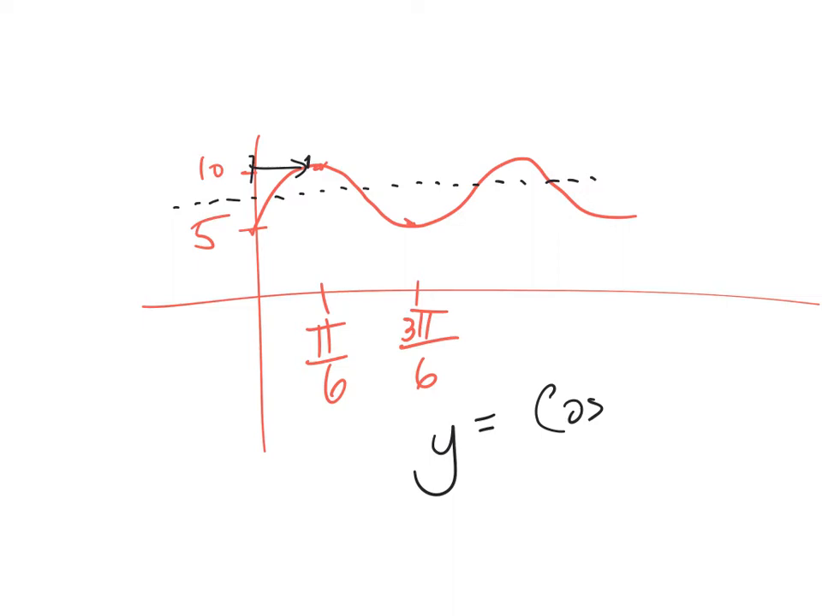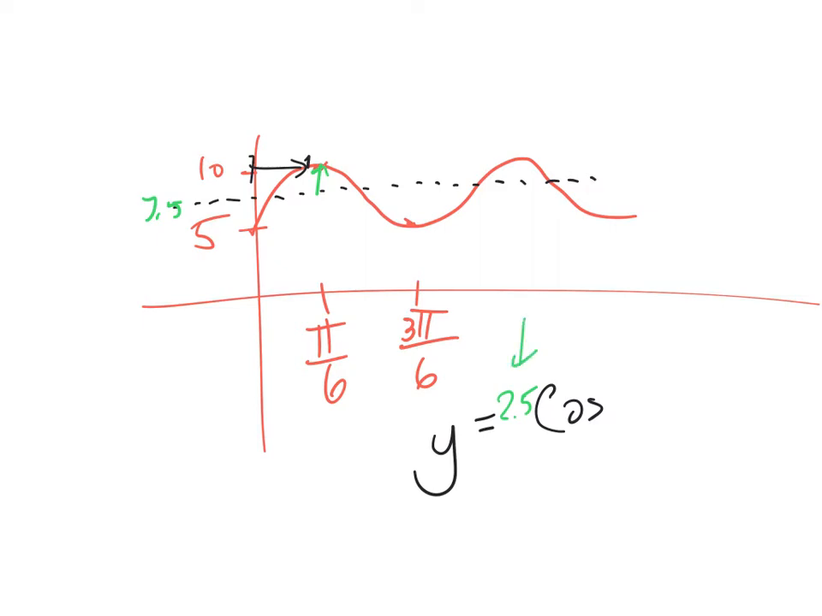Tell me something that you know about this. The amplitude is 2.5. He is correct. There's a 2.5 right here. Why? Because from here, the midline's at 7.5, and from 7.5 up to 10 is 2.5, so he's right.